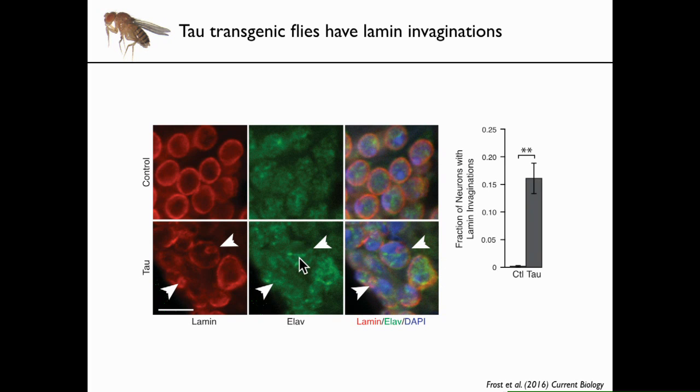So just taking a look at their brains at 10 days old, all the experiments that I'm showing you are in 10-day-old flies. Control flies have this nice spherical nucleus, just like I see in the human brain. However, in the tau transgenic flies, I see that the Lamin comes in, just like what I saw in the Alzheimer's disease human brain. This is happening in neurons based on co-staining with ELAV. And in the flies at 10 days old, it's about 15% of neurons that have these Lamin invaginations.